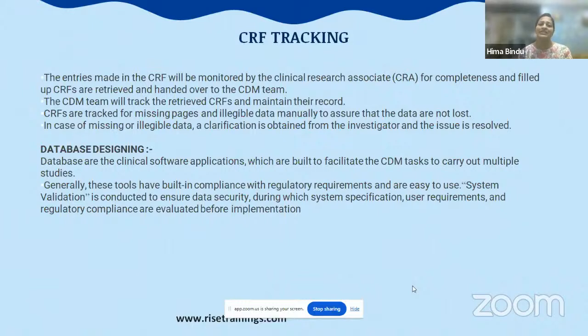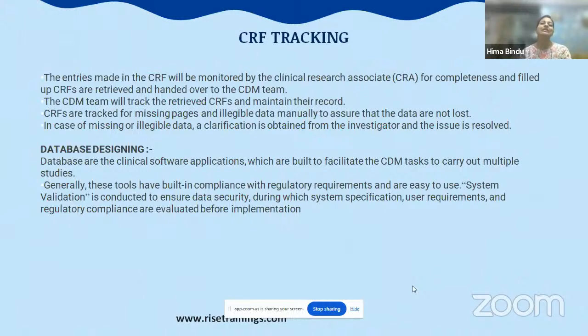CRFs are tracked for missing pages and illegible data manually to ensure that the data is not lost. Whenever they are tracking the CRF given by the clinical research associate, they check whether all the pages of the CRF are filled or not. If any of the pages are not filled, that is considered a missing page. Illegible data is data which is not understandable to the person. For example, if you are filling the CRF, it should be clear and understandable to everyone. If it is not clear, then it is called illegible data.